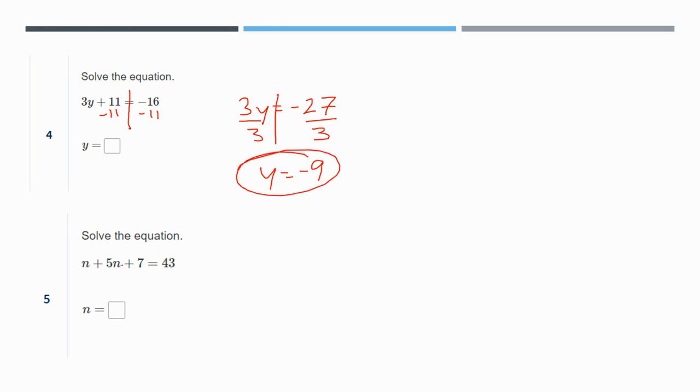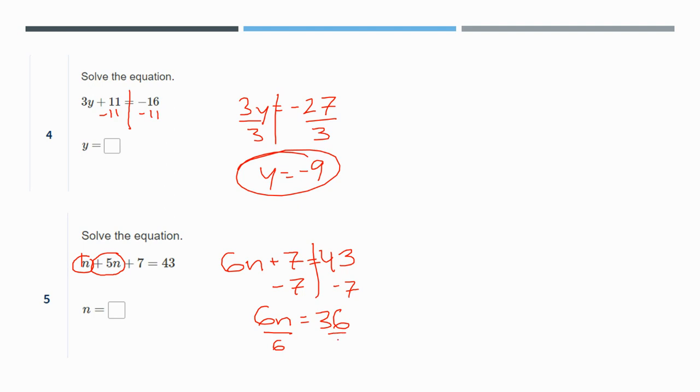Okay, problem 5. The first step I see is that I've got n's on the left-hand side that can be combined. Let's combine those like terms. 1n can be combined with 5n to make 6n, plus 7 equals 43. Okay, from here I'm going to go ahead and solve for n. Same steps as the last problem. First I work outside in, subtracting 7 from both sides, and I get 6n equals 36. There we are. And from there, I would divide by 6 on both sides, and I get n is equal to 6.